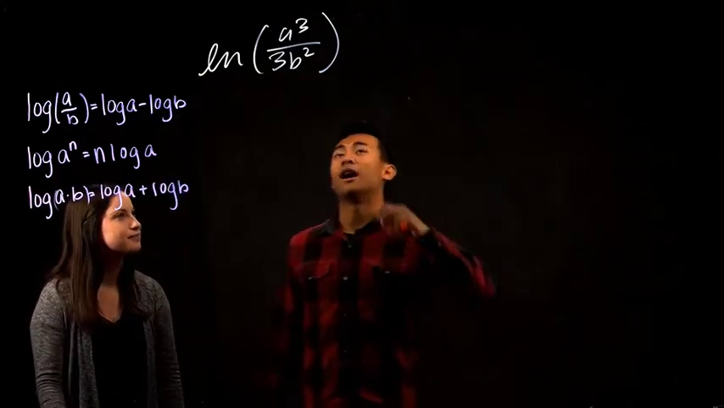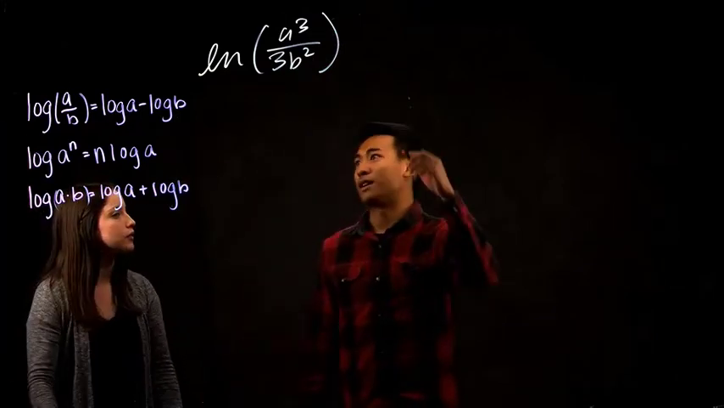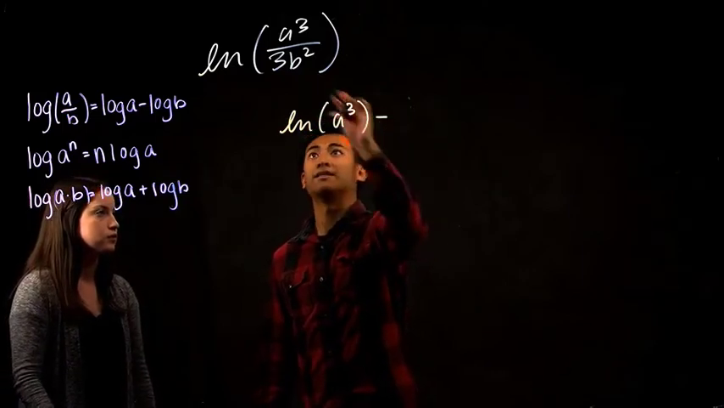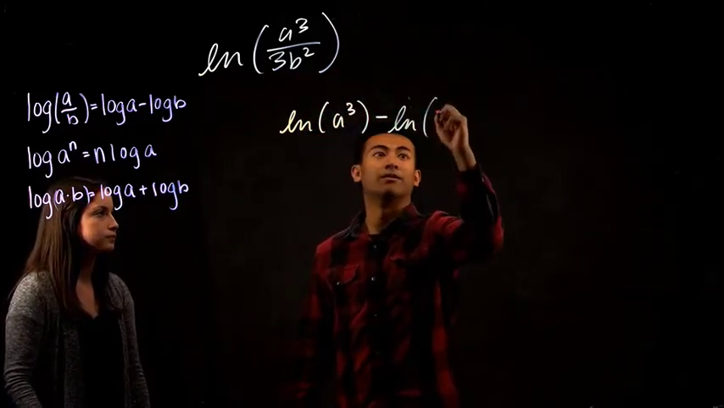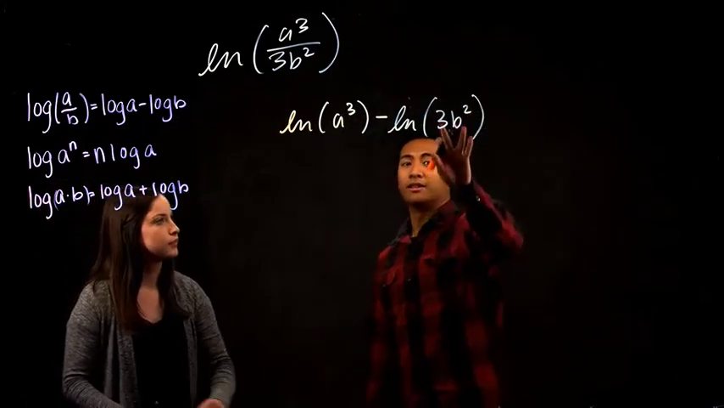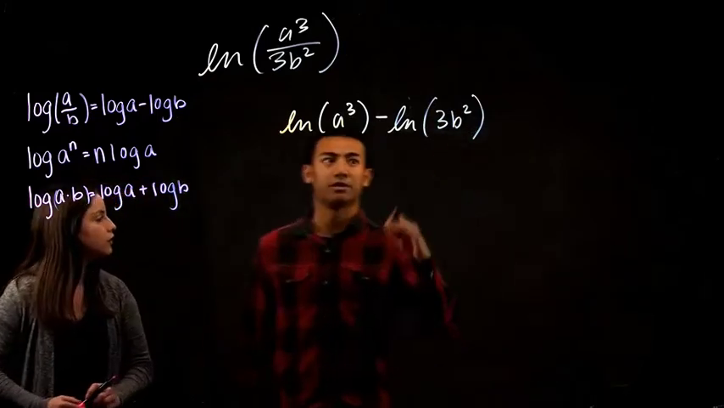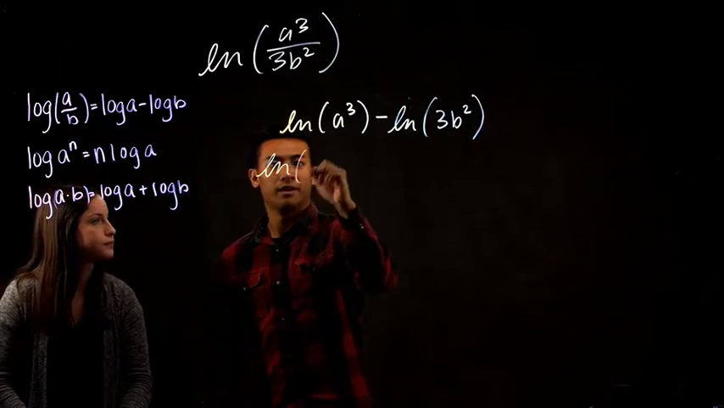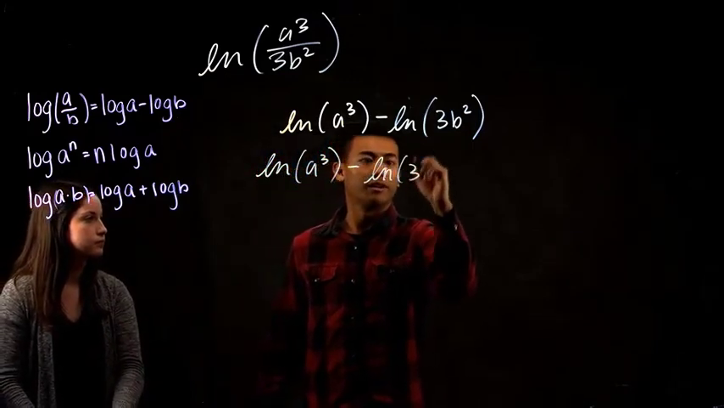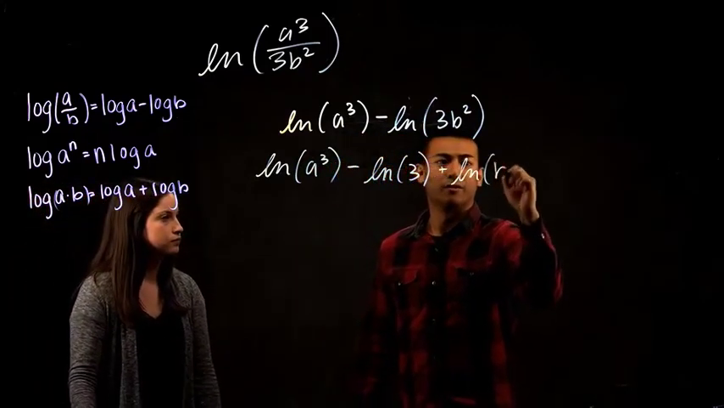Okay. I noticed that these two are being divided, so let's just use our quotient rule. Yeah, so we're going to have ln of a cubed minus the bottom, which is ln of 3b squared. Now I noticed that we're multiplying 3 and b squared, so we could just use our product rule that we came up with, right? Cool. So I'm going to expand that. So we have ln of a cubed minus ln of 3, and then since these two are multiplied, I could just say plus ln of b squared.